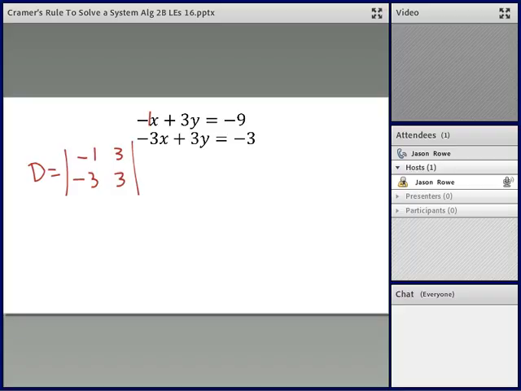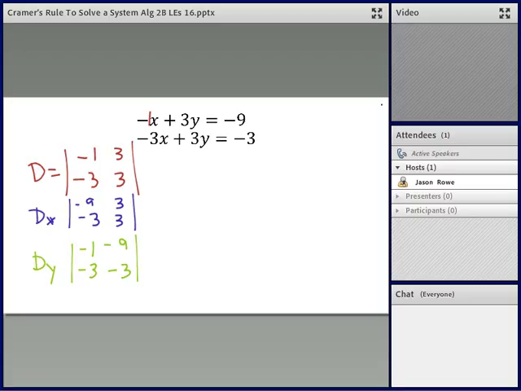Our dx matrix. Remember, we're going to leave out the A's. We're going to put in the C's first. And then we're going to get the Y matrix. Again, this time picking up those x coefficients, we're leaving out the y coefficients, and we're putting in our constant coefficients.